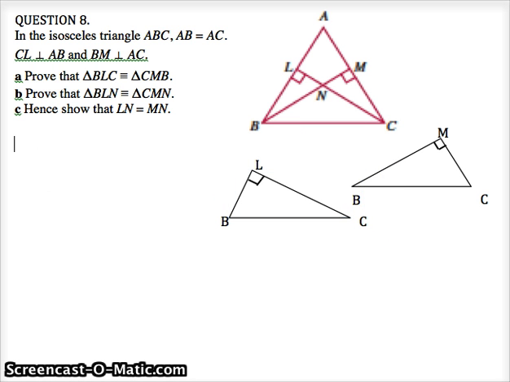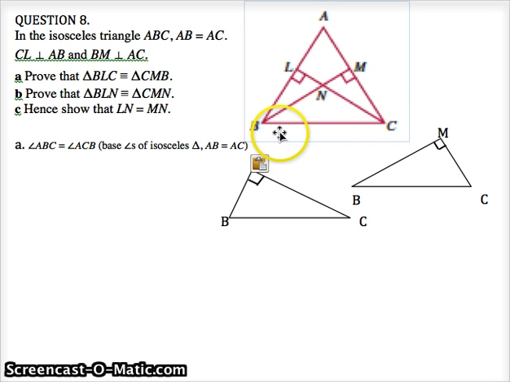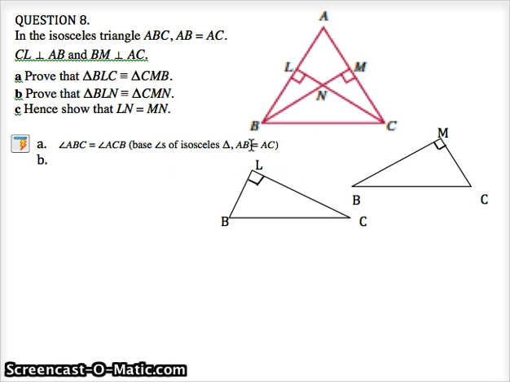Okay, so we have to prove that triangle BLC is congruent to triangle CMB. Now the first thing that we can see is that we have this angle down here. Because it's an isosceles triangle and AB equals AC, then we know that angle ABC is equal to angle ACB. We're going to say that first because they are base angles of an isosceles triangle. You can call it angle LBC and angle MCB, or you can call it angle ABC and angle ACB. It doesn't matter, but you need to say that they are base angles of isosceles triangle and that AB equals AC.